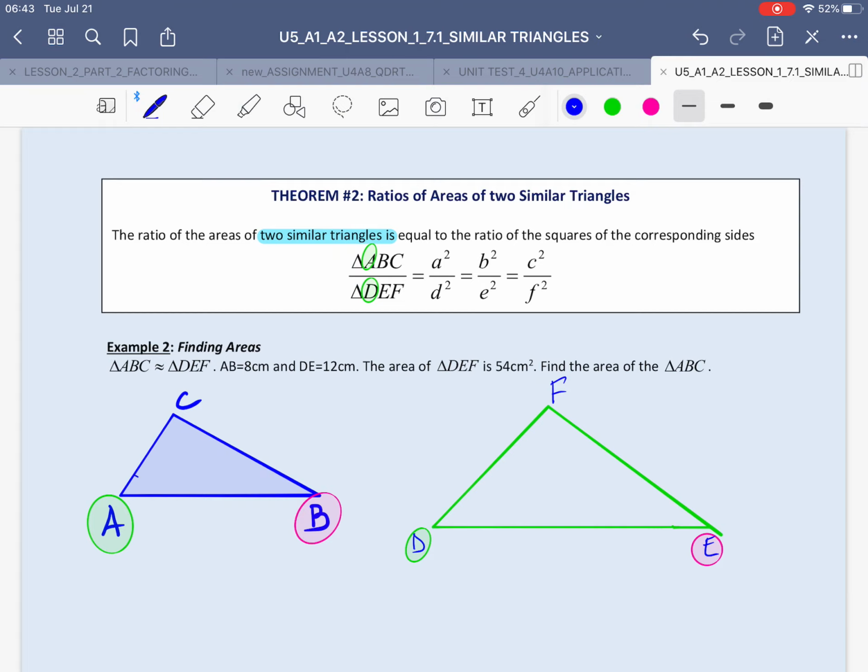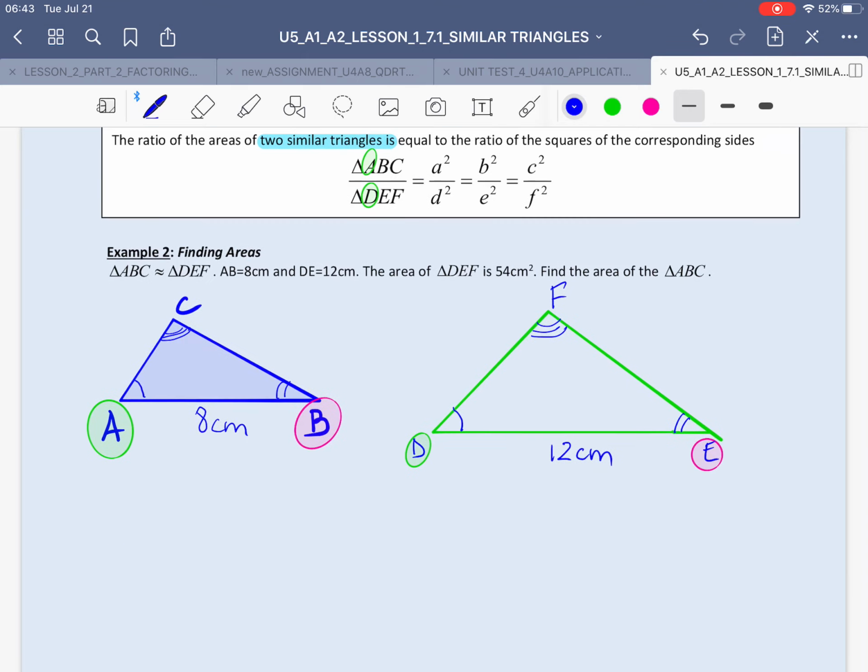And to show that the respective angles are equal, we use these symbols. So one line for angles A and D, which are equal. Two lines for the angles B and E, which are equal. And 3 lines for the angles F and C, which are equal. Now, if the triangle ABC has one side that is 8 centimeters and DE is 12 centimeters, it tells us that the ratios of the sides are 8 to 12.